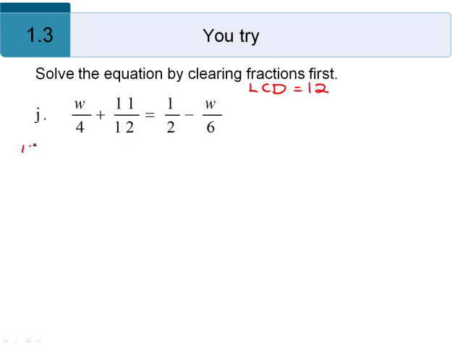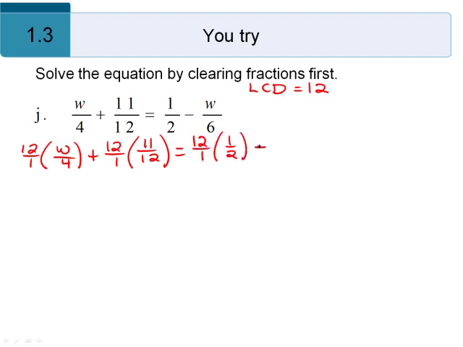So here we go, 12 over 1 times w over 4 plus 12 over 1 times 11 over 12. Bring down your equal sign. 12 over 1 times 1/2. Bring down the minus sign. And then do 12 over 1 times w over 6. All right, all those fractions.